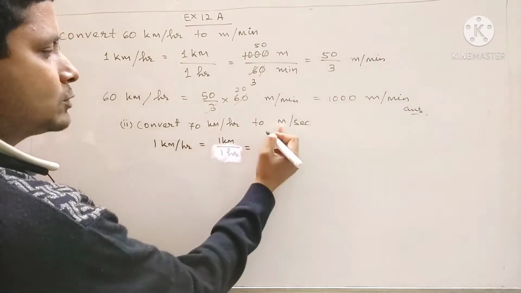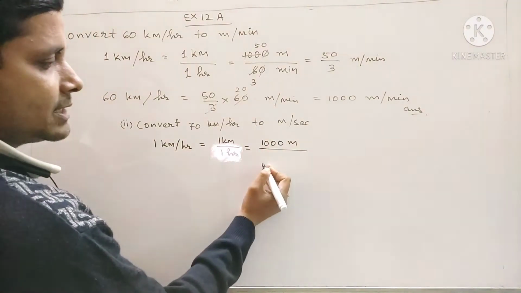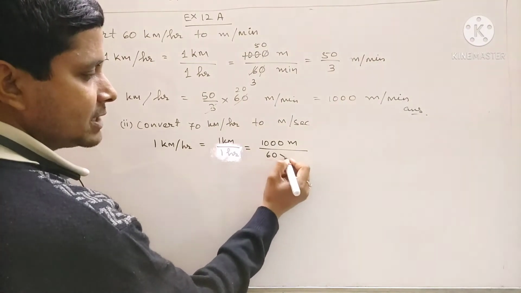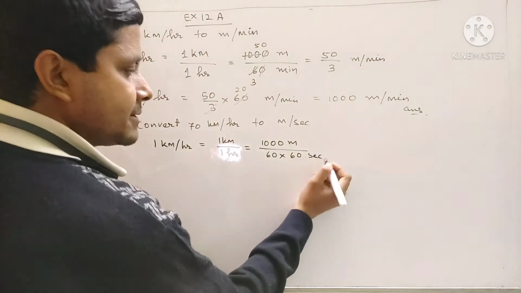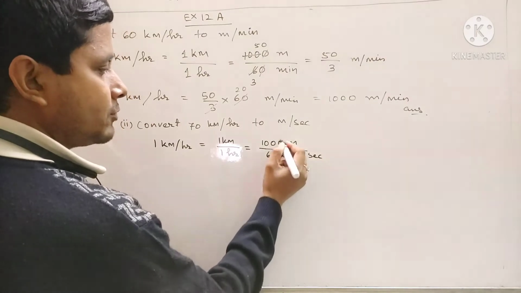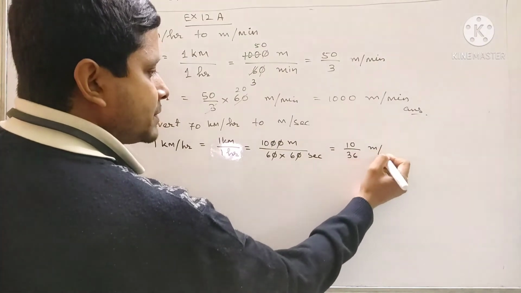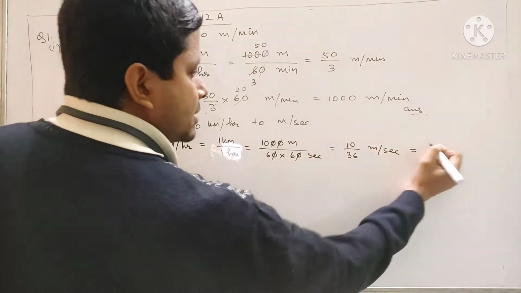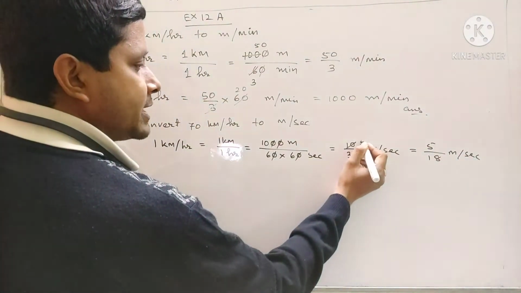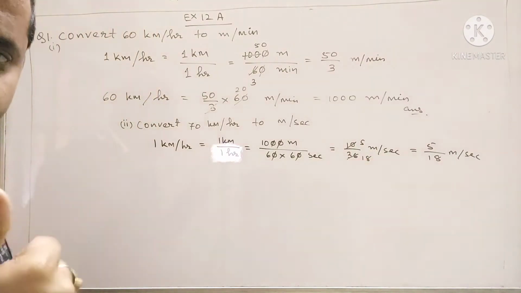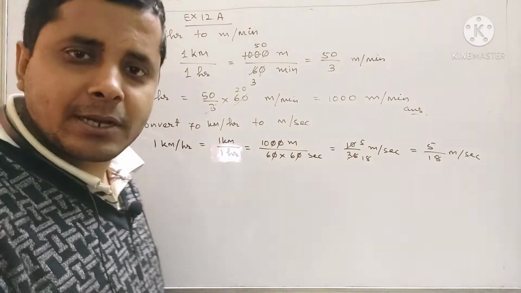And 1 km is equal to how many meters? We know that it is 1000 meters. And 1 hour is equal to how many seconds? 1 hour has 60 minutes and each minute has 60 seconds. So 1 hour is equal to 60 into 60 seconds. Correct? Now the zeros will get cancelled and we get 10 by 36 meter per second. Or if we cancel, we get 5 by 18 meter per second. 2 5s are 10 and 2 18s are 36. So we can say that 1 km per hour is equal to 5 by 18 meter per second.